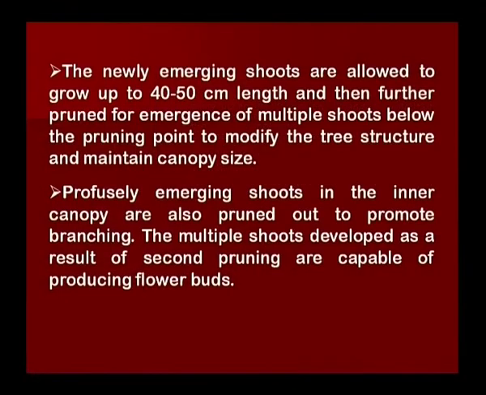The newly emerging shoots are allowed to grow up to 40 to 50 centimeter length and then further pruned for emergence of multiple shoots below the pruning point to modify the tree structure and maintain canopy size. Profusely emerging shoots in the inner canopy are also pruned out to promote branching. The multiple shoots developed as a result of second pruning are capable of producing flower buds.